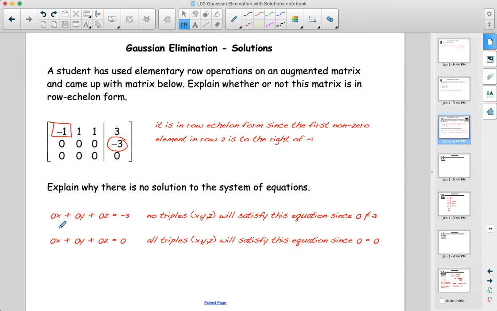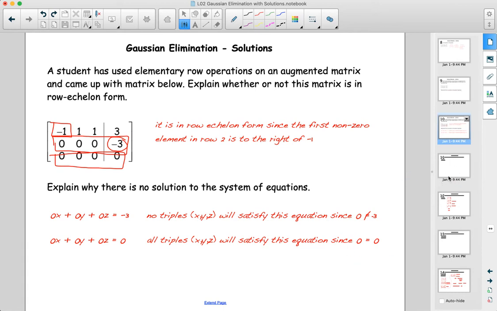So that row says no solutions. The bottom row says 0x plus 0y plus 0z equals 0. Anything we pick for x, y, and z, any ordered triplet, will satisfy this equation because 0 is always equal to 0. So this row says infinite number of solutions. This row says no solutions, and no solutions will always trump an infinite number of solutions. Okay, hopefully this is making sense to you.